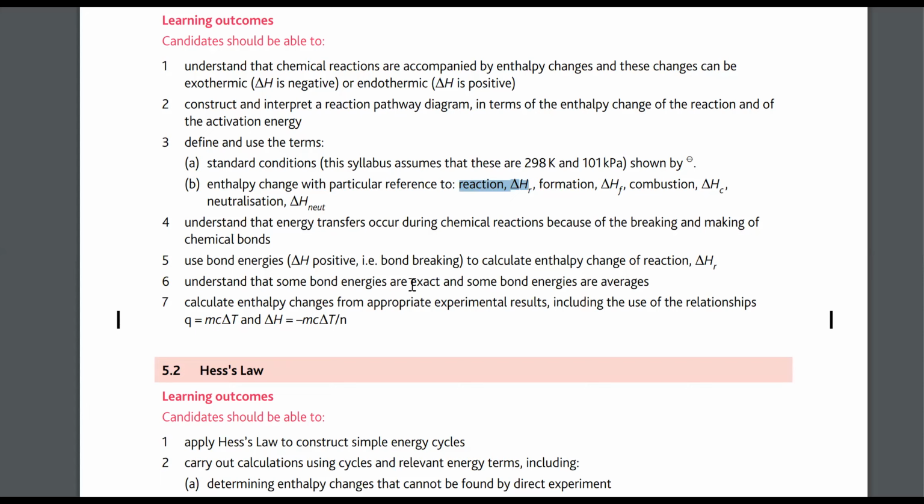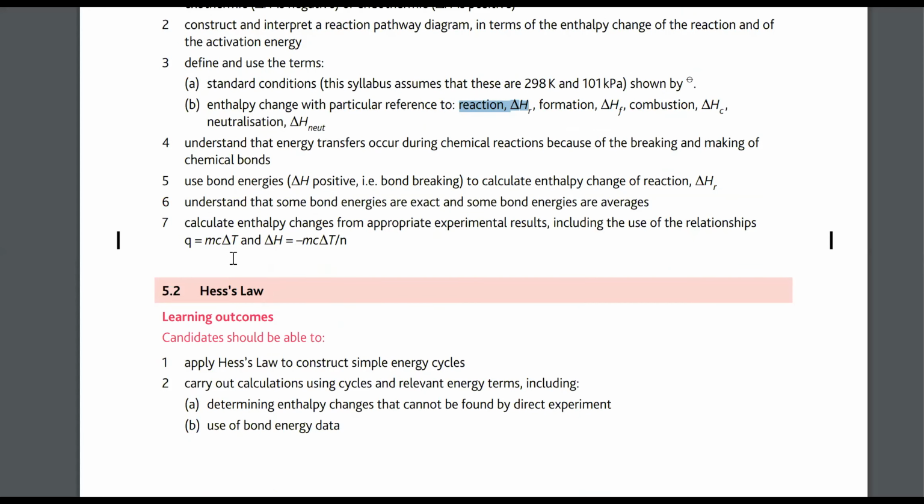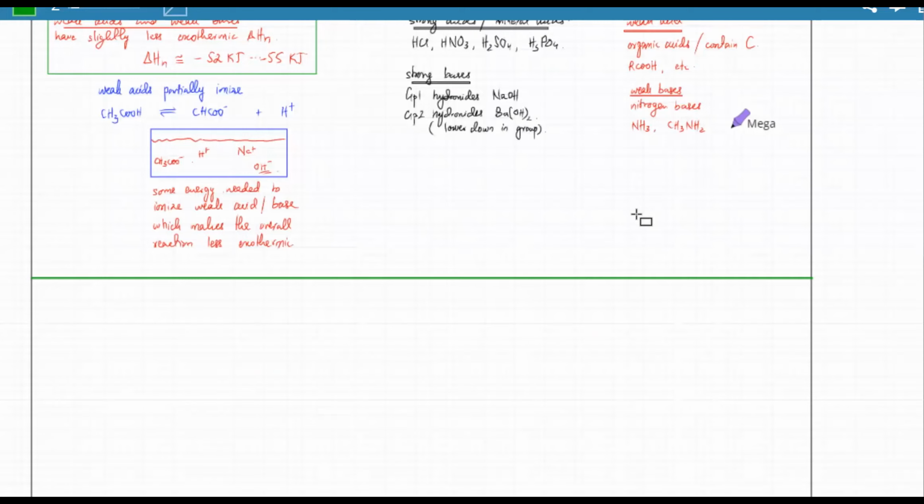Let me just quickly go through this. Bond energies, we're done with bond energies. We did all of that. So only Hess law is left and MC delta T is left. So let's do the last one, which is standard enthalpy change of reaction.